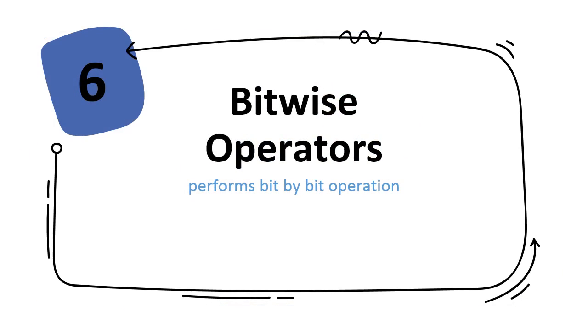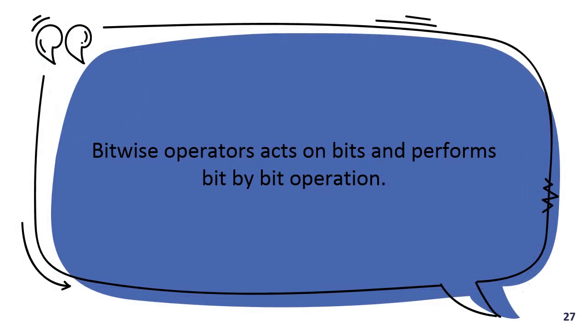Next we are going to see bitwise operators. They perform bit by bit operations. We know that each and every piece of data is stored as bits, which are the very basic unit of data. So bitwise operators act on bits and perform bit by bit operations.